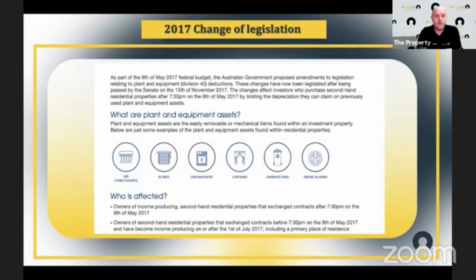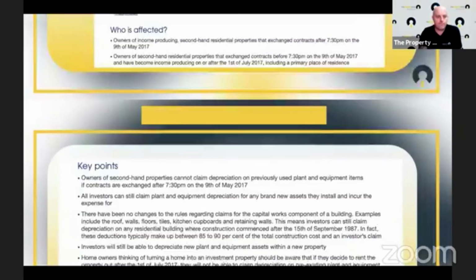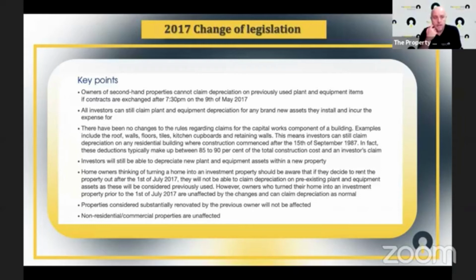So who's affected? It sort of goes down here: owners of second-hand residential properties, etc., after the 9th of May. So some key points here are basically exactly what I've said so far. I think I've covered everything. Homeowners turning their own home into an investment property. Yeah, so the main thing is you have to know that if you buy a second-hand home, you cannot claim anywhere near the amount of depreciation on fixtures and fittings as what you can on a new one.